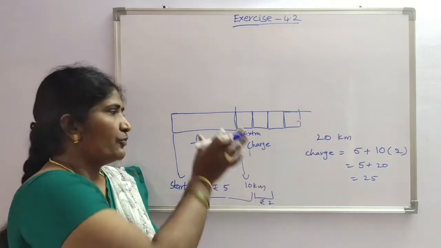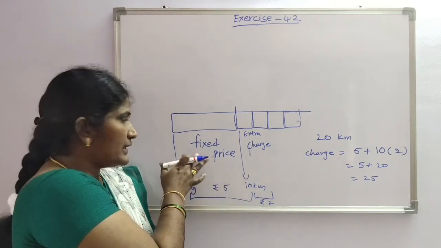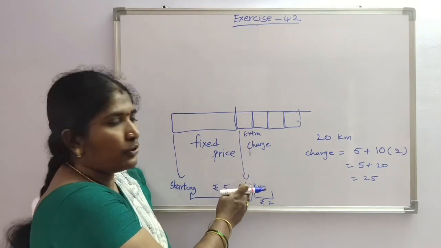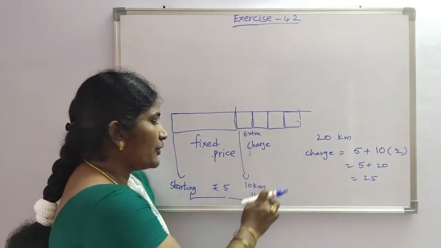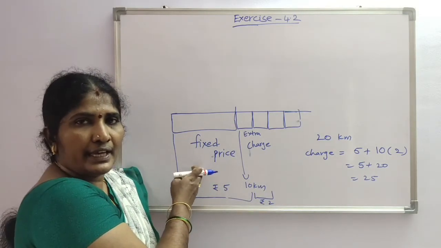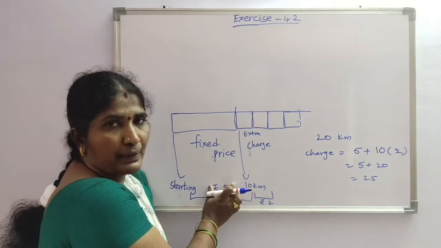Here the concept is, for some particular distance, whether it is 10 kilometers, 6 kilometers, 5 or 2, you have to pay the fixed charge. After 10 kilometers, for each kilometer you have to give an extra amount. Below 10 kilometers, for 9, 8, 6, or 2 kilometers also, you have to pay the fixed charge of 5 rupees.